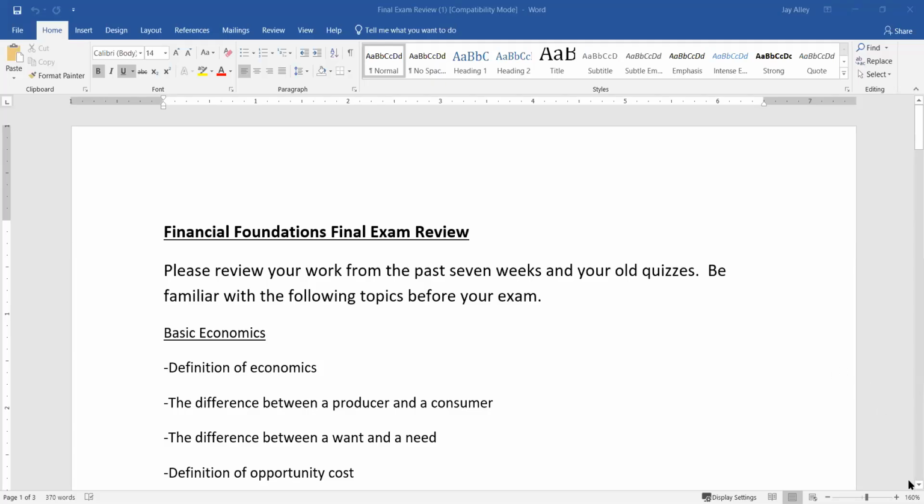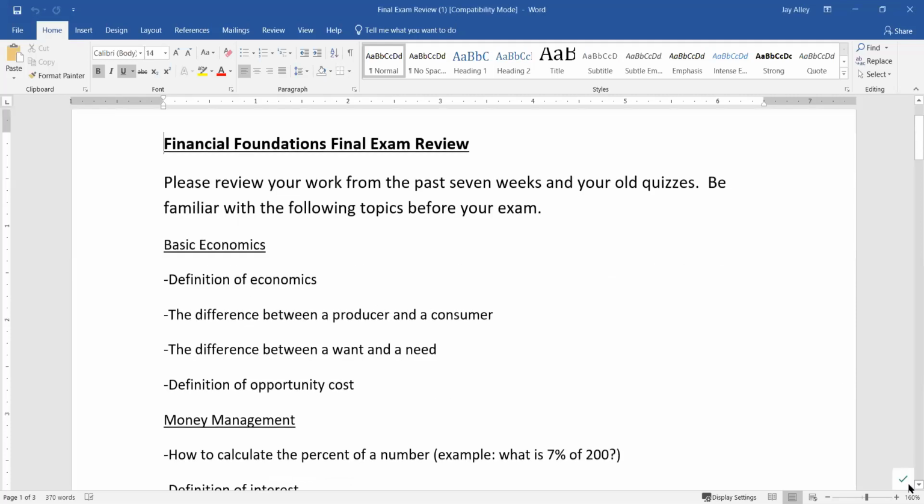And similar to some of the other classes, the final here for financial foundations isn't that lengthy, but I did put up a review sheet in your Google Classroom materials that will kind of be our guide for today, and it may not even take the whole period to get through it. So this is what you would find.